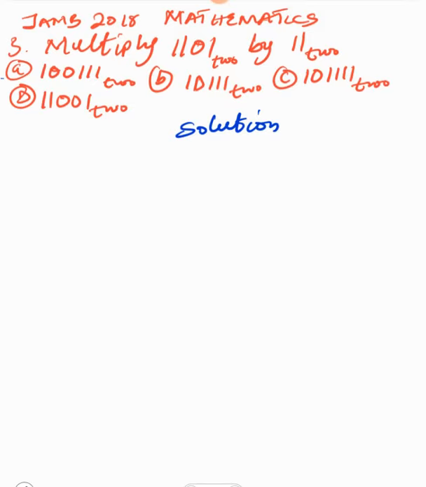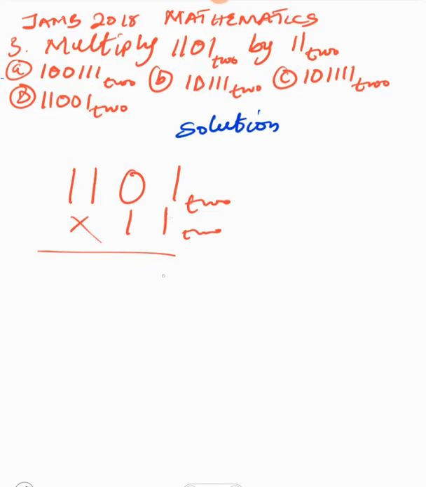JAMB 2018 Mathematics, question number 3. Multiply 1101 base 2 by 11 base 2. It is quite simple. We have 1101 base 2, then 11 base 2. So we are going to do the multiplication now.